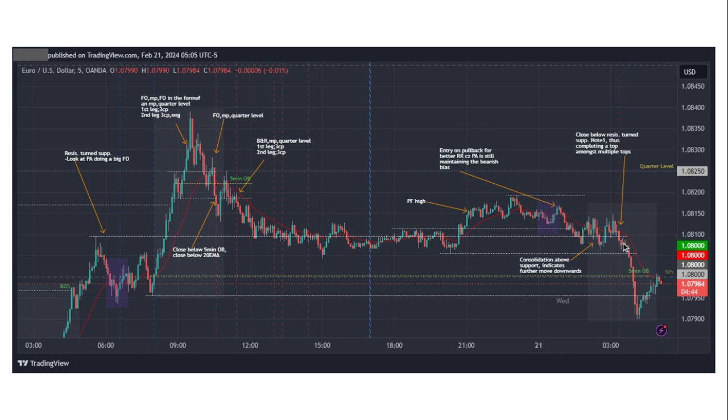Right here is where you'd enter your sell entries when price closes below this consolidation area. I should have put this vertical red line on this candle right here instead of this one right here, because this one is not closing below this point right here.